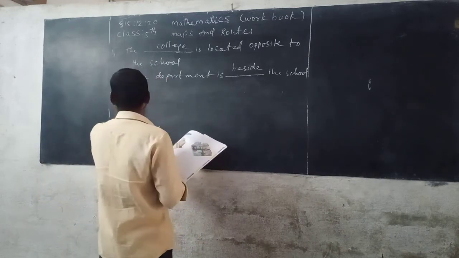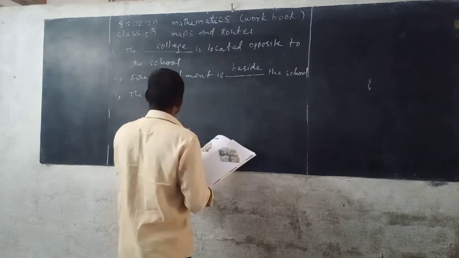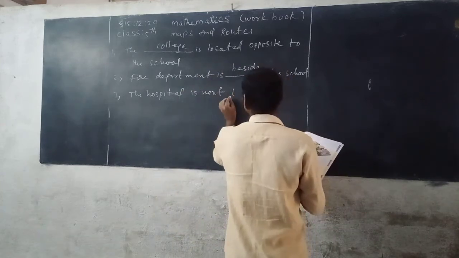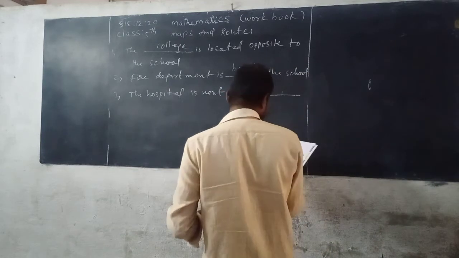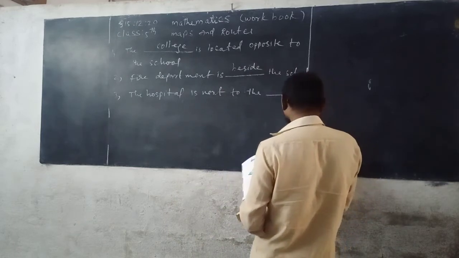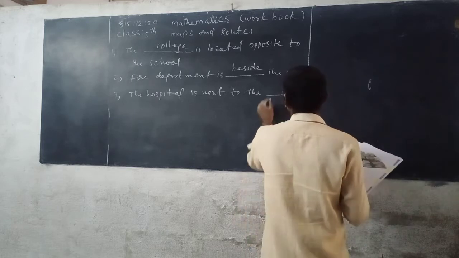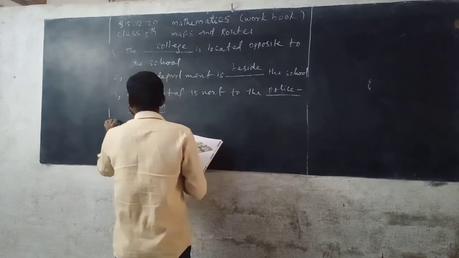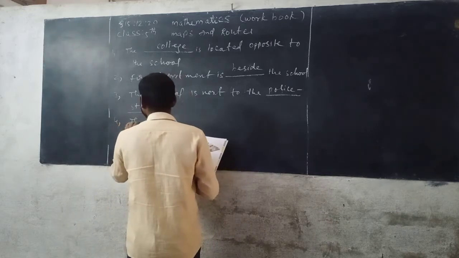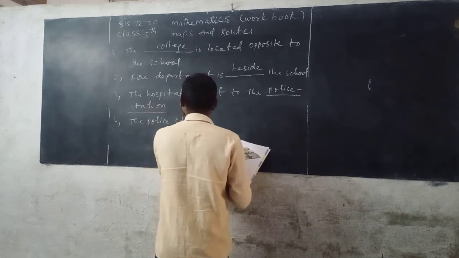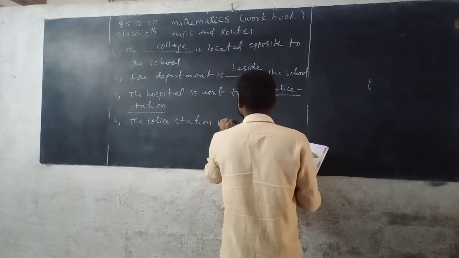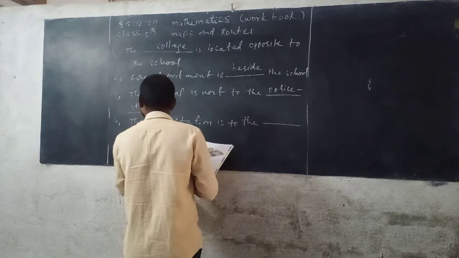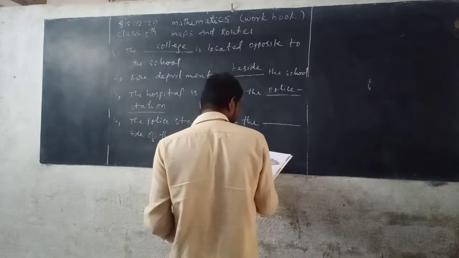Third one, the hospital is next to the dash. See, the hospital is next to what? Police station. Now fourth one, the police station is to the near side of the school. See, right side, better.